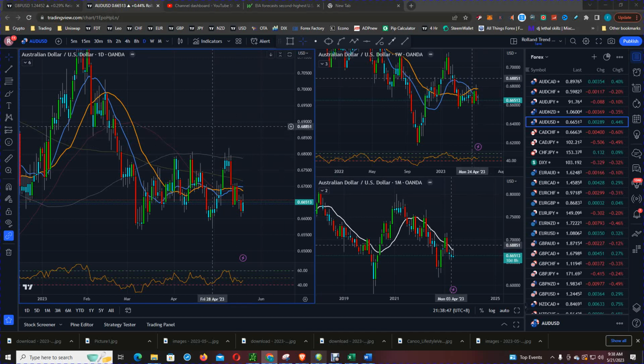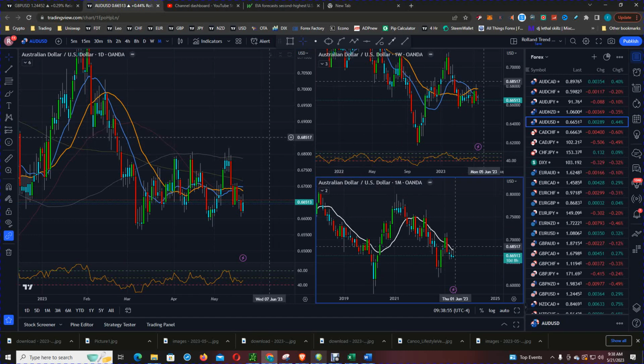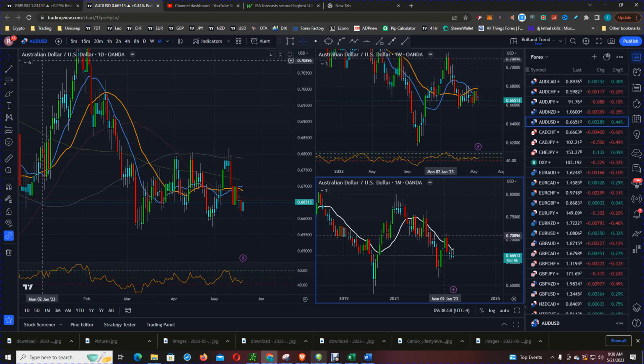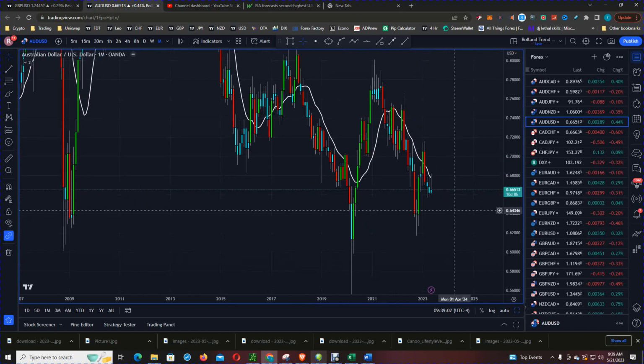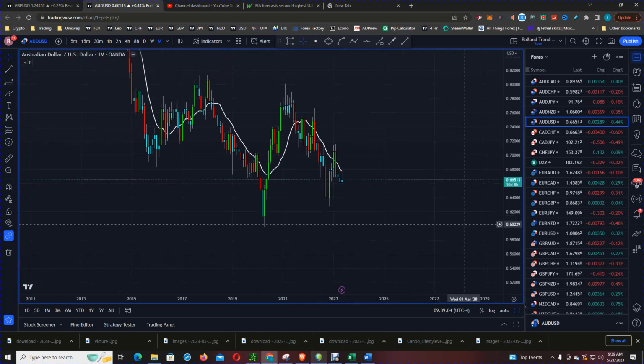Okay, this is the Forex analysis for the week of 5/21. We're going to look at just the US major pairs. And the first one we're going to look at is the Aussie dollar USD. We're going to start with the monthly chart.